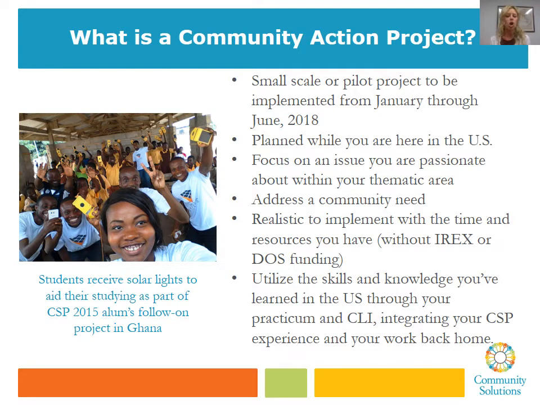So let's be sure we're all on the same page and understand what the Community Action Project is and what its requirements are. So first, your Community Action Project is a small-scale or pilot project that you will implement from January through June of 2018. It should be planned while you're here in the United States, and it should be within your thematic area and address a very specific community need. It should definitely be realistic to implement with the time and resources that you have.